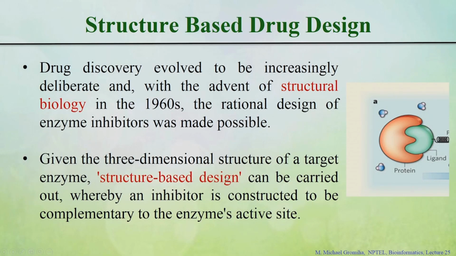So, given the 3D structure of any enzyme, you can use structure based drug design, where the inhibitor can target a particular protein. For example, in this figure, this is the protein and this is the ligand. How this ligand can fit with the protein depends mainly on shape complementarity, a kind of lock and key mechanism, how they will interact, and how the activity changes.